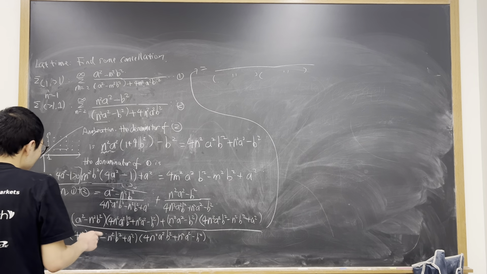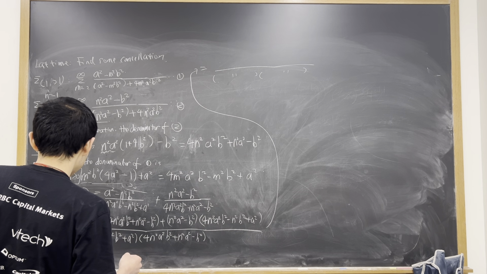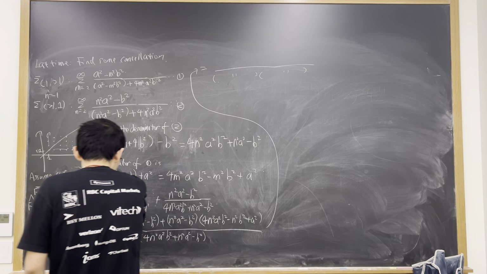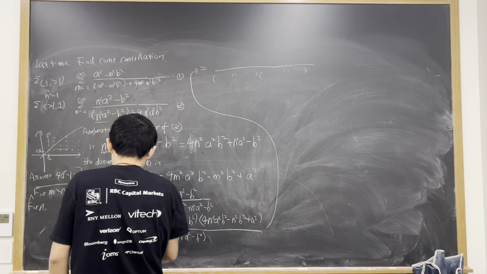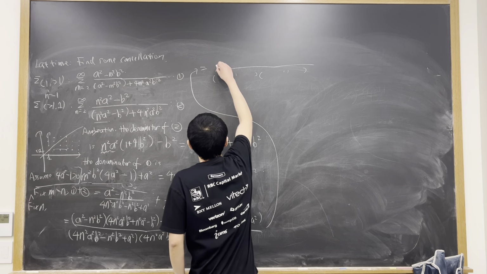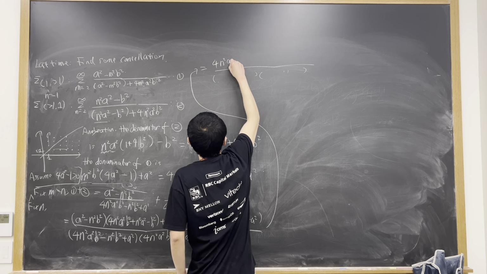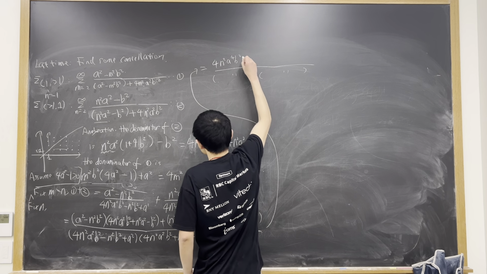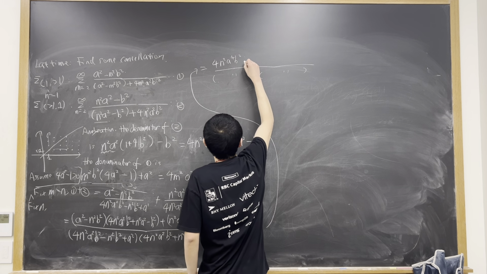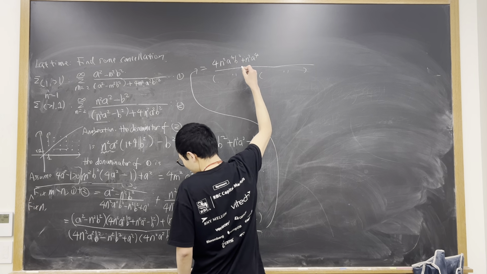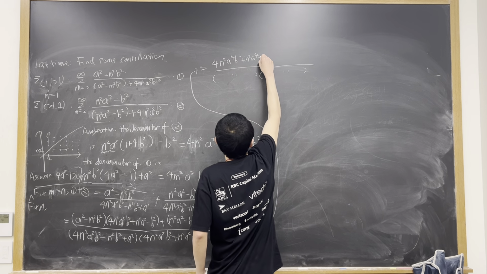So here I have to multiply a squared to each of the terms, right? So I get 4n squared a to the fourth power b squared plus n squared a to the fourth power and minus a squared b squared.